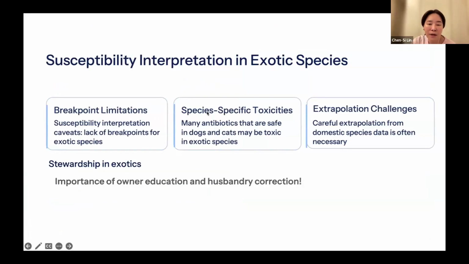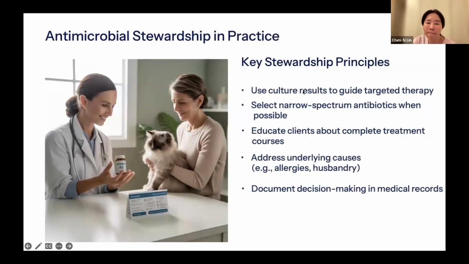Again, for the exotic species, we need to be concerned about species-specific toxicities, because many antibiotics that are safe in dogs and cats may be toxic in exotic species. So it's a very important issue. So owner education and husbandry are also important for the exotic species.